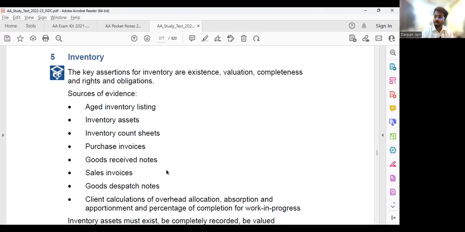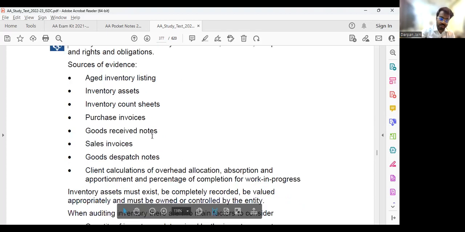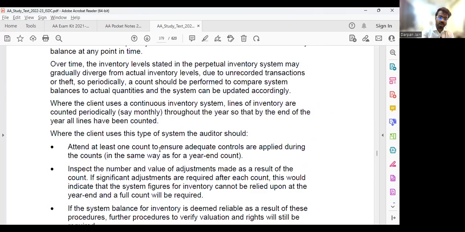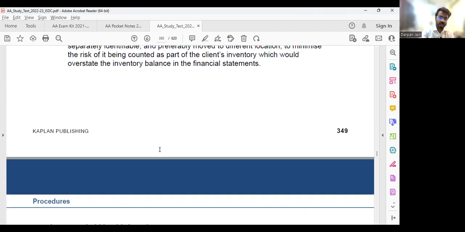Next, purchase invoices. You must have purchased inventory. For that, purchase invoices are there. Then sales invoices, goods receive notes and goods dispatch notes. When you purchase inventory, there will be goods receive notes. When you sell the inventory, there will be goods dispatch notes. Right? So these can be the different sources of evidence. All right. Now let's go and see the different audit procedures that you can do for inventory.